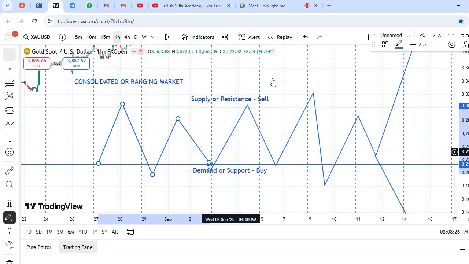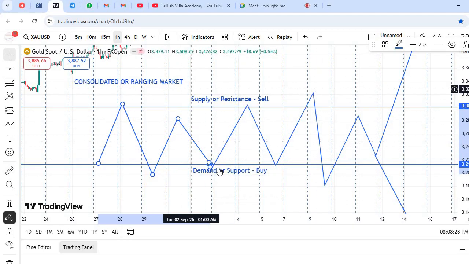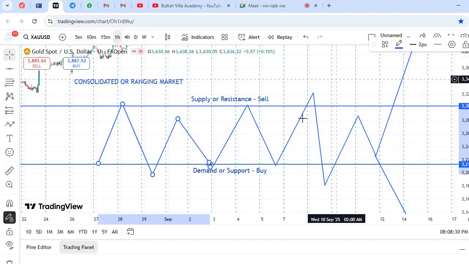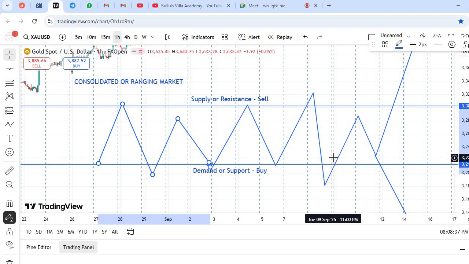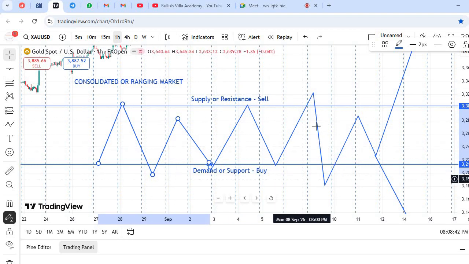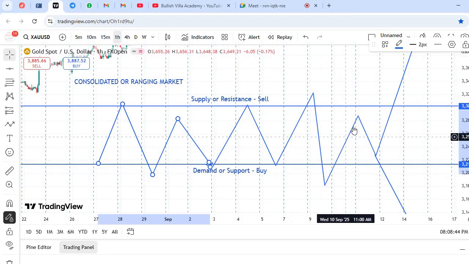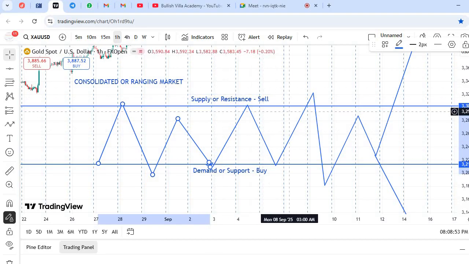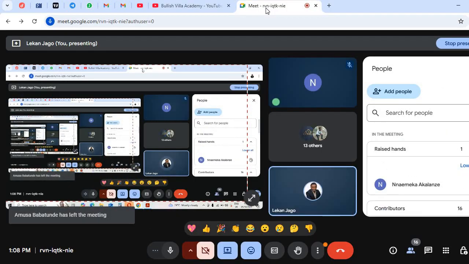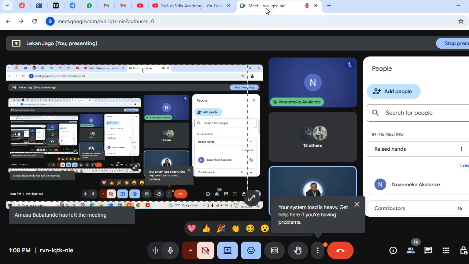Price is going up, down, up, down, up, down. You can see it's touching demand, supply, demand. So in a market like this, we advise that traders stay out of the market, because there is no trend. As a trader, look for a trending market, flow with the trend, either an uptrend or downtrend. But in a market like this, up, down, we don't want to trade.